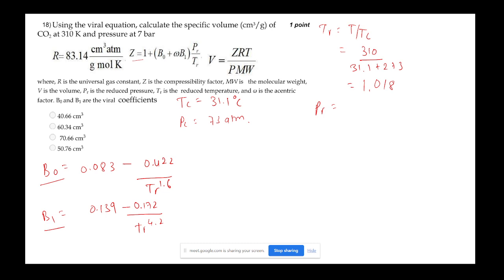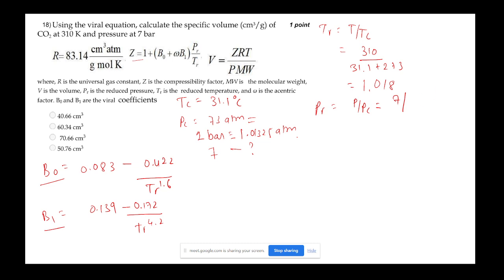Since it is just the ratio of two temperatures, TR is unitless. Finding out PR will be P by Pc, which is 7 bar divided by 73 atmosphere. So either you convert 7 bar into atmosphere, or you convert 73 atmosphere into bar. I will tell you the correlation for bar to atmosphere conversion. 1 bar is 1.01325 atmosphere. So if you have 7 bars, what will be atmosphere? You can calculate and put that value here.